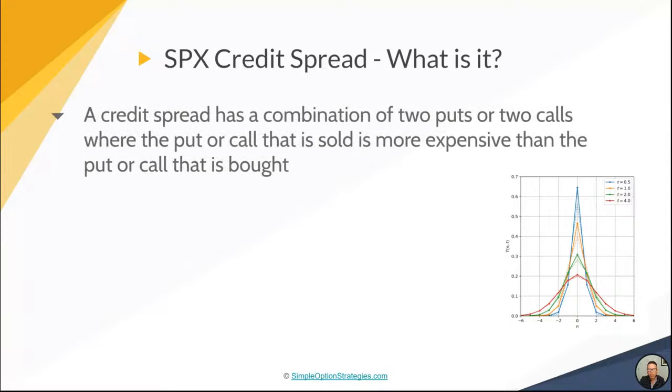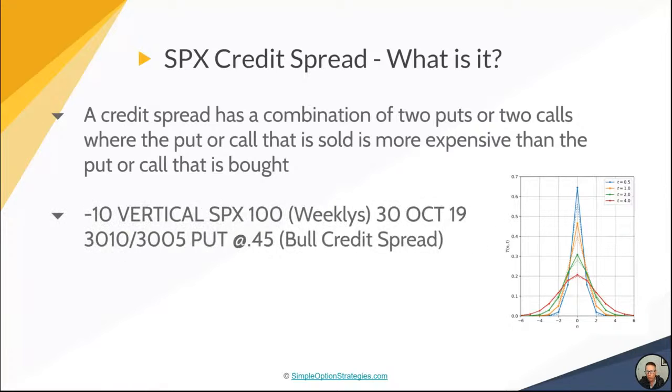What is a credit spread? A credit spread is a combination of two puts or two calls where the put or call that is sold is more expensive than the put or call that is bought. So in this case, you would be selling the 3010 put and buying the 3005 put for 45 cents. Now this is how Thinkorswim puts in these trades.